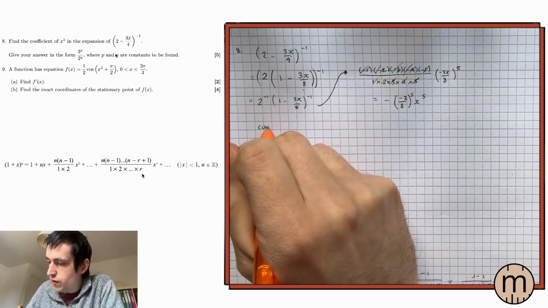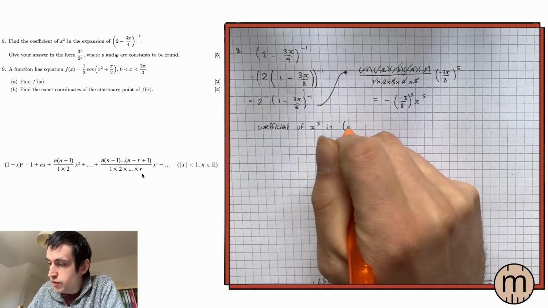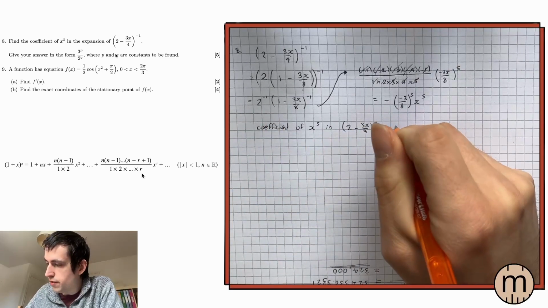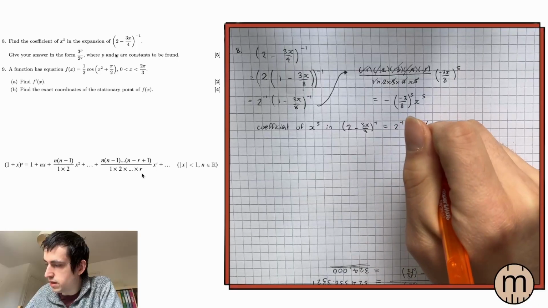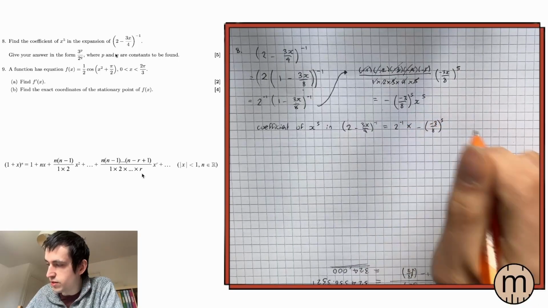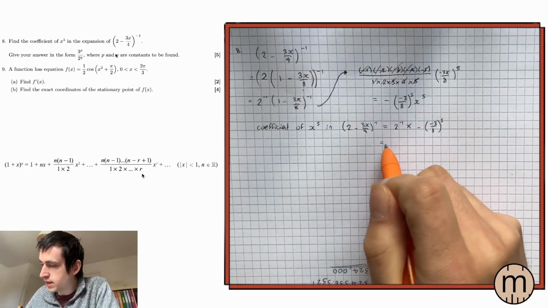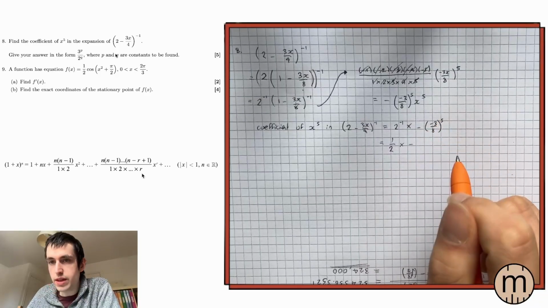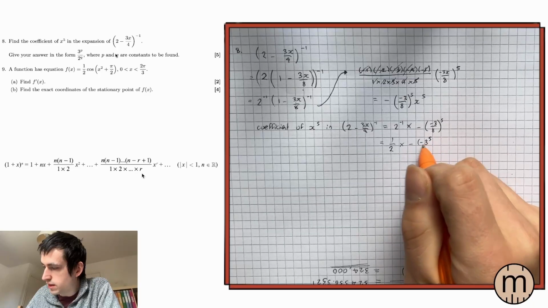So I can say that the coefficient of x to the power of 5 in the original expression is going to be equal to 2 to the power of minus 1 times by this number here. So minus 3 over 8 to the power of 5, which is not such a nice expression, but you've got to deal with these things. 2 to the power of minus 1, that's the reciprocal of 2, is 1 over 2. I'm going to separate out these to get minus 3 to the power of 5, like that, and then 8 to the power of 5 like that.